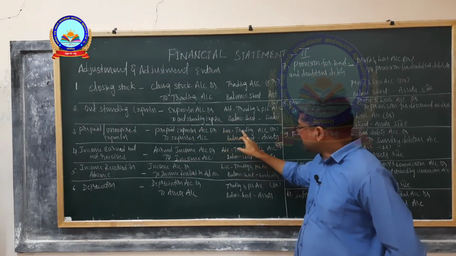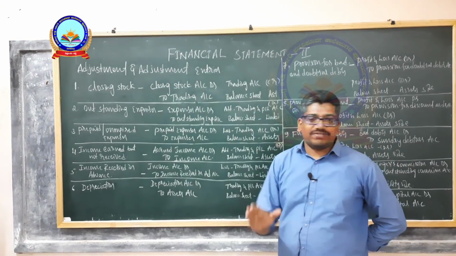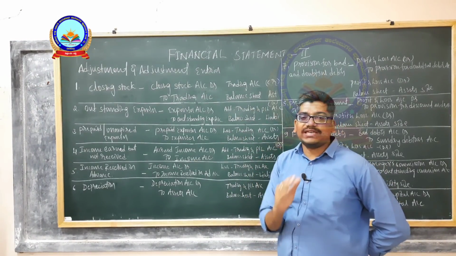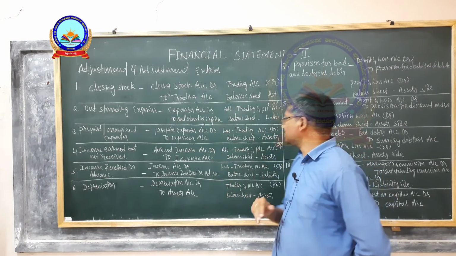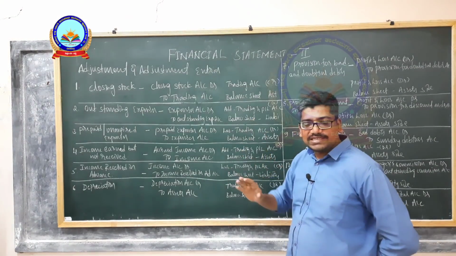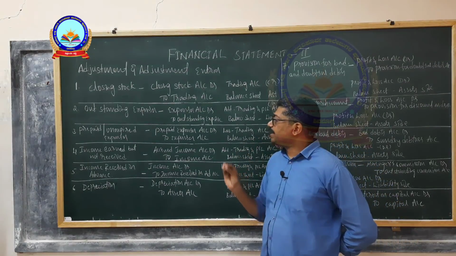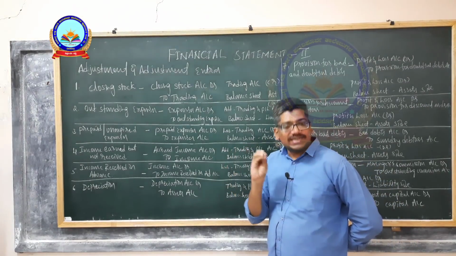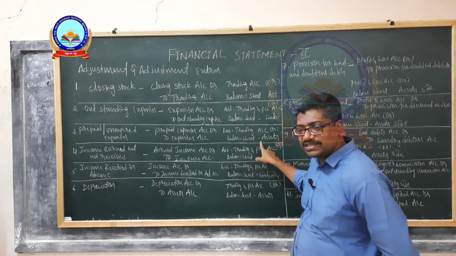And in the trading and profit and loss account, what we should do is, in the debit side of trading and profit and loss account, we need to subtract the prepaid expenses from the concerned expenses account. And in the balance sheet, we have to show it under the assets side, because prepaid or unexpired expenses is an asset. So that should be recorded in the balance sheet under the asset side.